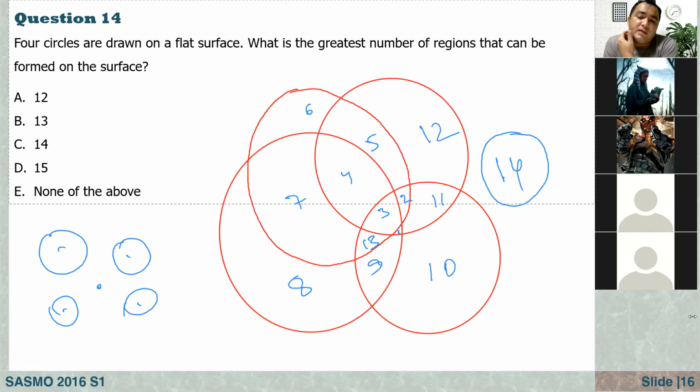Students usually make a mistake here. They just count inside the circles and choose 13. No, 13 is not the correct answer. Also outside we have one more region, so we have 14 regions.